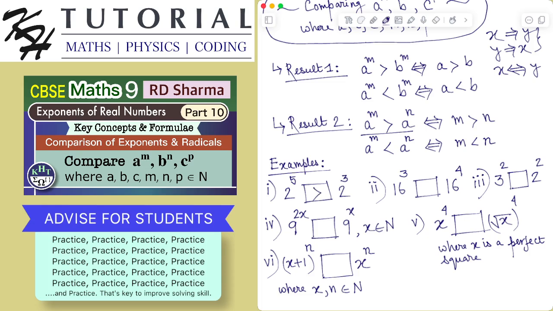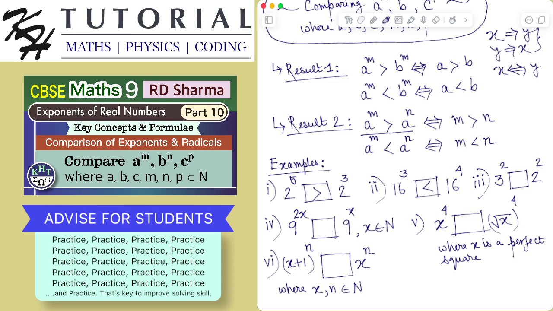Similarly, let's say we have 16 to the power 3. We have to find whether 16 to the power 3 is more or 16 to the power 4. Obviously 16 to the power 3 will be less than 16 to the power 4, as the bases are the same but the power 3 is less than the power 4.